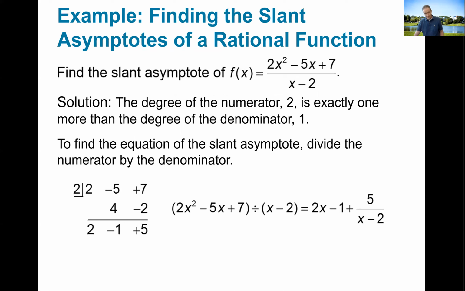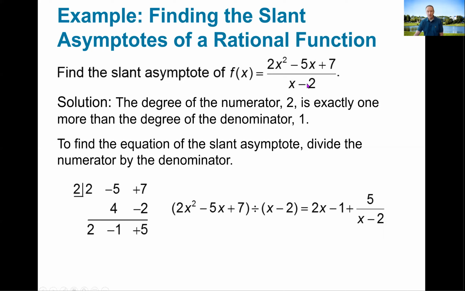So if I ask you to find the slant asymptote of f of x is equal to 2x squared minus 5x plus 7 over x minus 2, automatically you can see there is going to be a slant asymptote, because the numerator is degree 2, denominator is degree 1. How do you find the slant asymptotes? You can either use long division, or in this case, since the denominator is linear, you could easily use synthetic division. Synthetic division is probably easier when it applies.